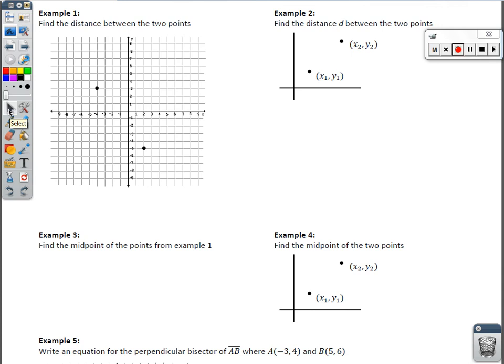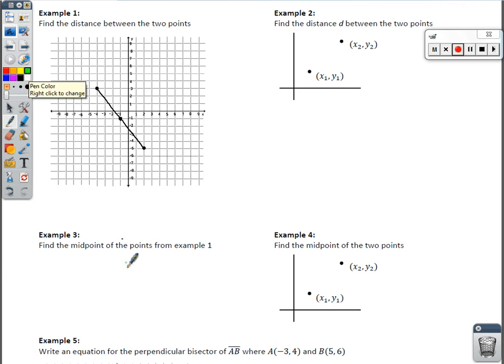Now we're asked to take these 2 points and find the midpoint. Well, the midpoint is the point that is exactly halfway between. So we can take the segment here and we want to know the point that's exactly halfway between. Well, just eyeballing it, you can probably tell that it's going to be the point -1, 1. But it won't be so obvious in all situations. So let's look at what's happening here.